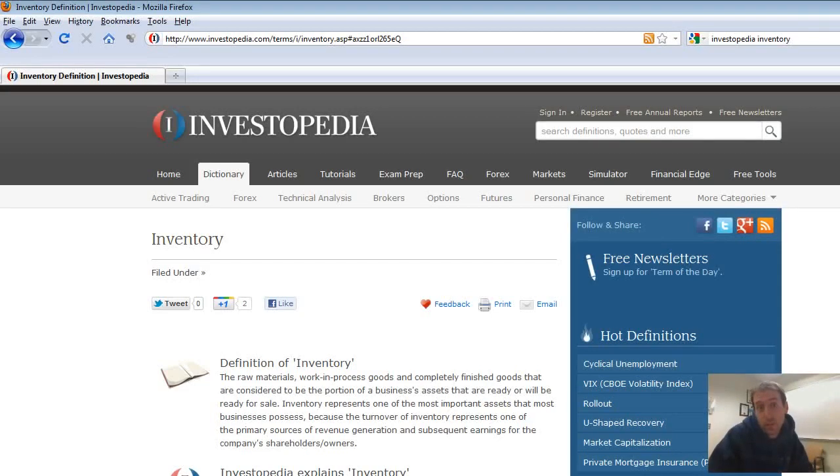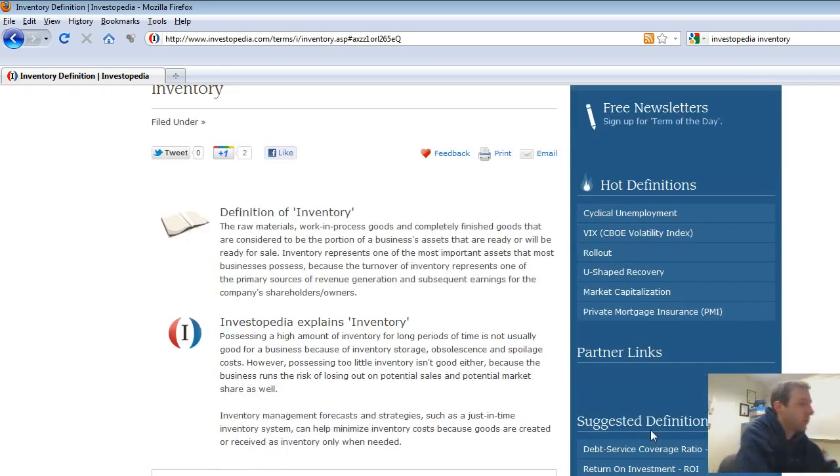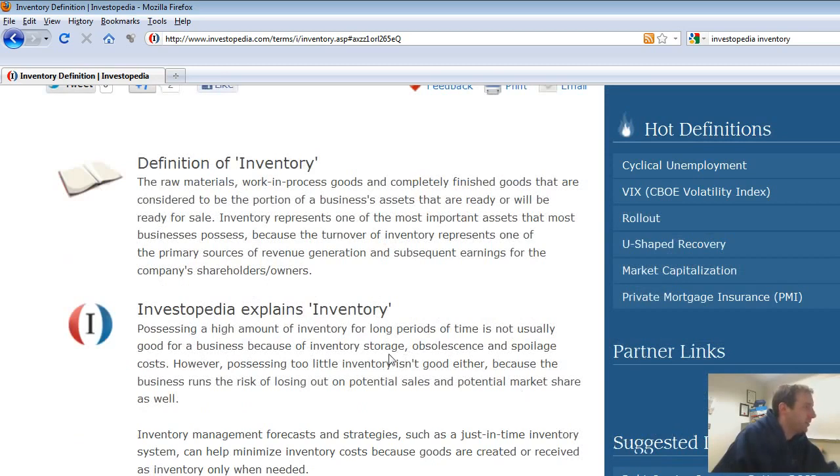In this series of videos, we're going to talk about inventory, and I thought, what better way to start talking about inventory than to get a decent definition of inventory? So it's good to understand it. I Googled for a definition, and this was the best one I found, on Investopedia. It says, definition of inventory: the raw materials, work in process goods, and completely finished goods that are considered to be the portion of a business's assets that are ready or will be ready for sale.